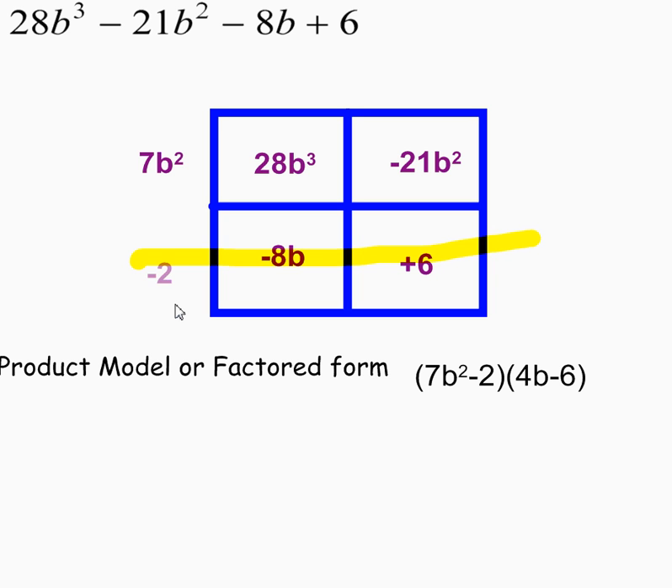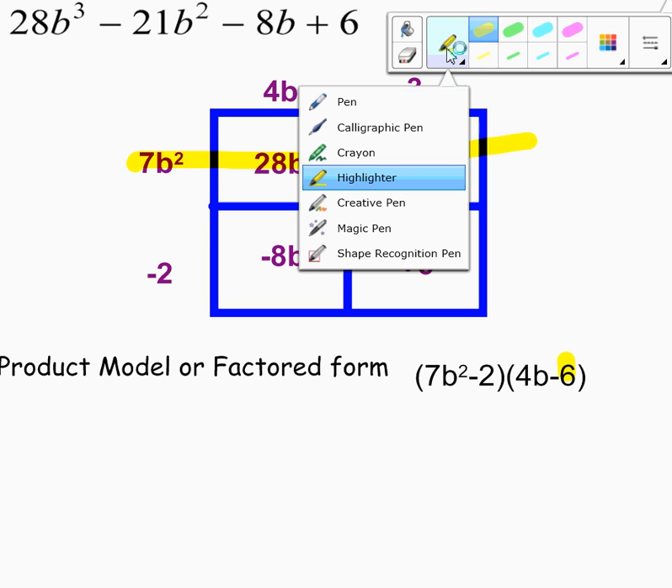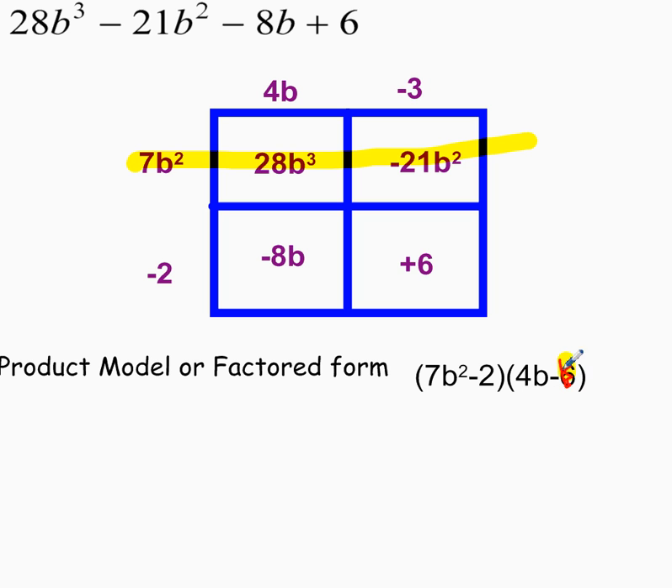I'm going to factor out a negative 2 out of both of them. Now, what can you multiply negative 2 by and get positive 6? Well, a negative 3. Negative 2 times negative 3 is positive 6. And up here on the top one, what do I multiply 7b squared by to get 28b cubed? Well, it's 4b. And my factored form is 7b squared minus 2 times 4b minus, should be 3. Oh, can't believe I wrote that. We'll take that 6 out of there, scribble that out, and put the number 3 in.